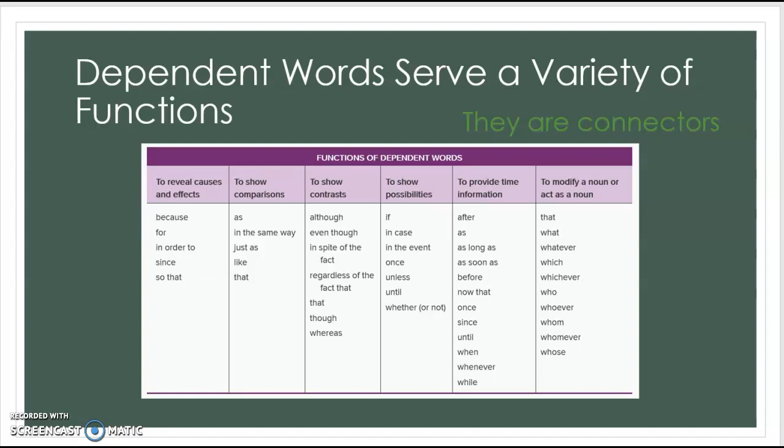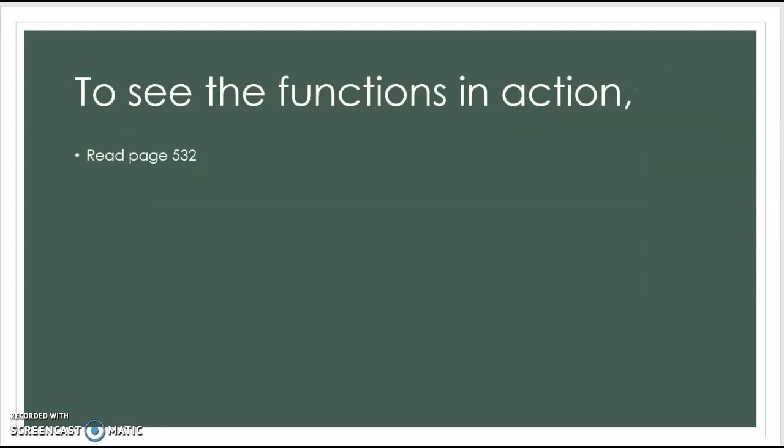In order to do that, I'm going to put a dependent word at the front of one of the independent clauses. Okay. Dependent words are connectors, just like our fanboys, and they serve a variety of functions. They can be to show comparison or cause and effect, possibility, relationship and time. So what I want you to do is look at the functions in action, page 532, so you understand how dependent words function. Okay. So pause, read page 532, and then come back.